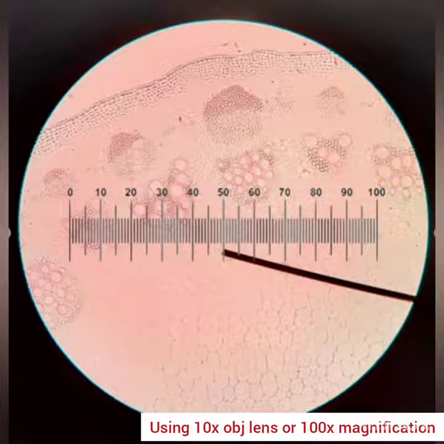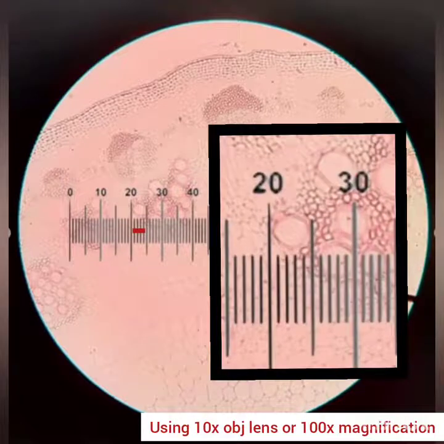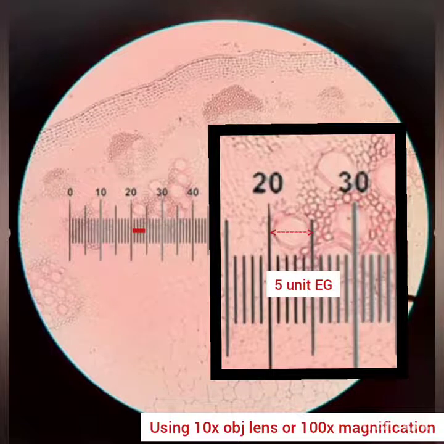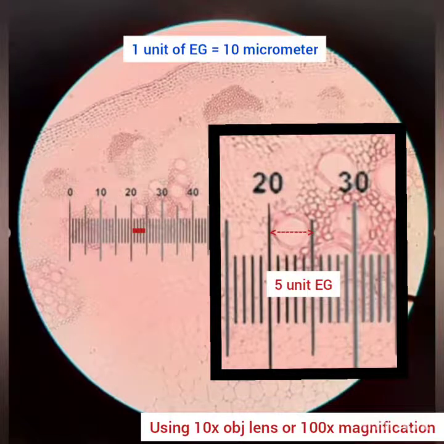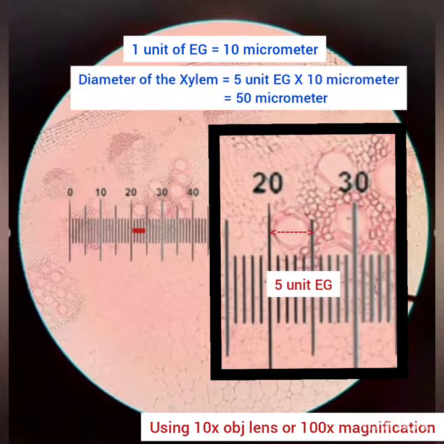I want to measure the diameter of the xylem, but this time I will use the 10 times objective lens, or 100 times magnification. Take a look at one xylem cell near number 20. The length of the diameter of the xylem is 5 units of the eyepiece reticle. Since 1 unit of the eyepiece reticle is 10 micrometers, then we can conclude that the diameter of the xylem is 50 micrometers, using the 10 times objective lens or 100 times magnification.